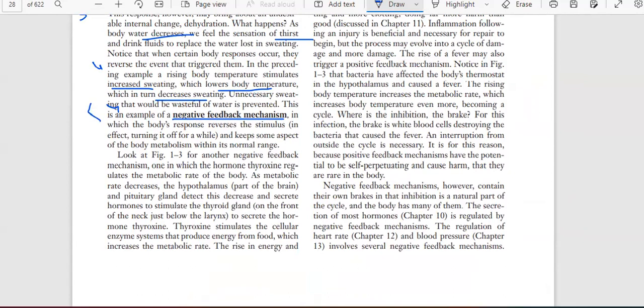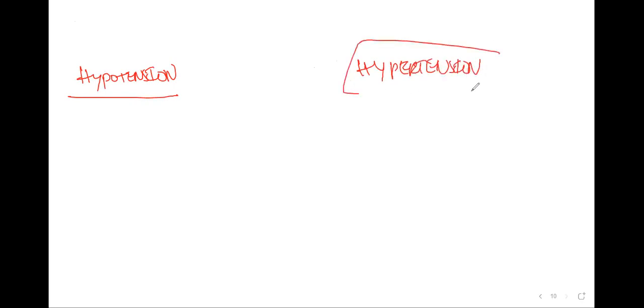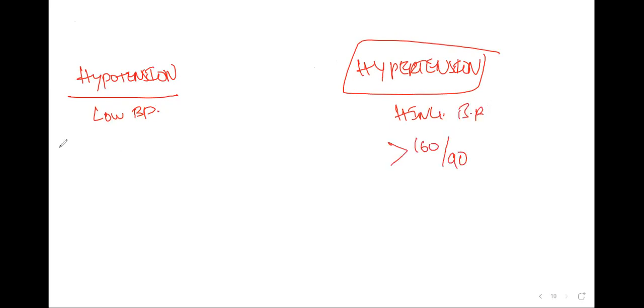I will give the next example. With this example, you will be able to understand more clearly. One patient came to you about hypotension. You tell me which mechanism is activated. We have one patient with hypertension, high BP, and another with low BP. High BP is more than 160 by 90. Low BP means less than 90 by 60.